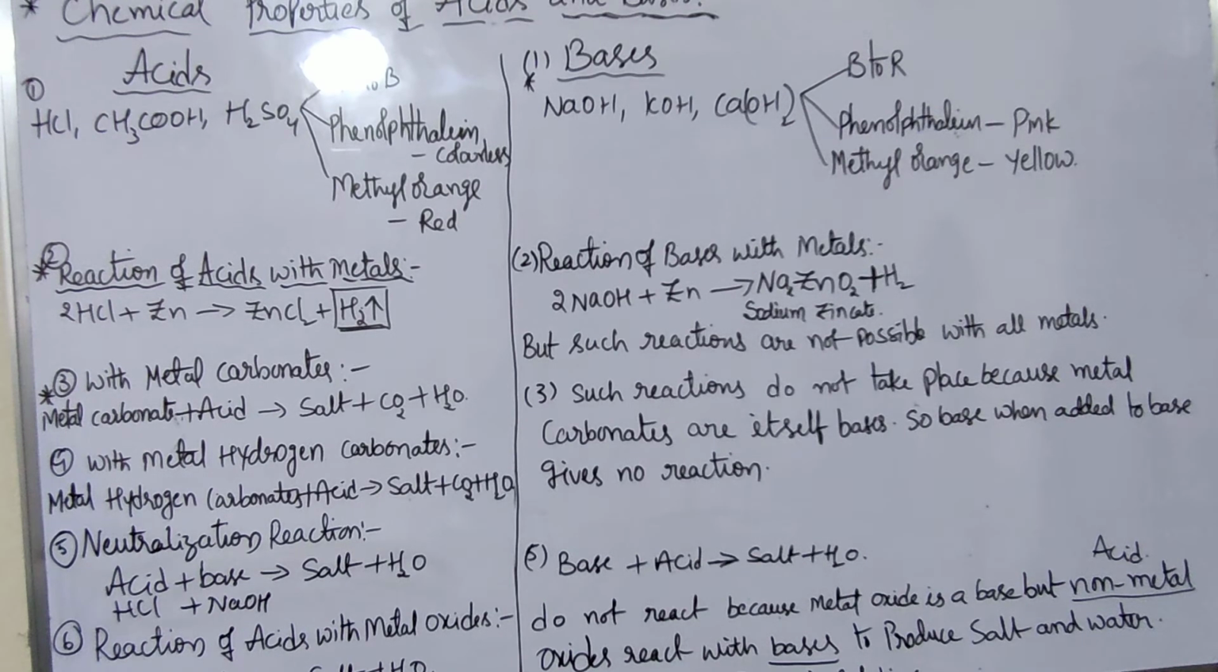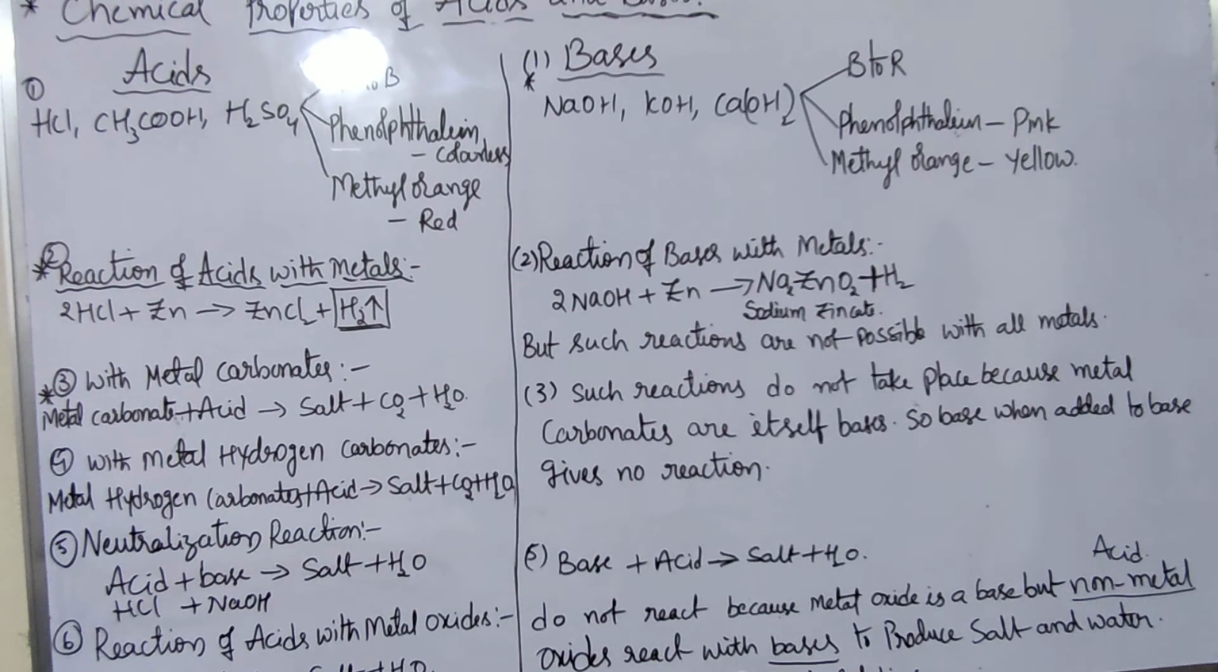Next, when acids react with metal hydrogen carbonates, for example NaHCO3 with dilute hydrochloric acid, it produces salt, carbon dioxide and water. The same reactions with bases do not take place.